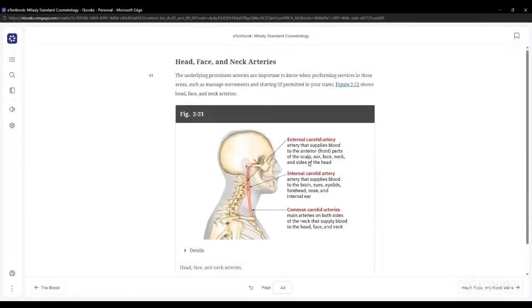Okay. Looking at head, face, and neck arteries. This is one reason why we do not massage the neck. I like to use hot stones or hot towels on the neck area to relax those muscles. Because you have this artery and veins and things like this here. We could cut off oxygen. We could definitely cut off blood flow to the brain, and we don't want to do that.